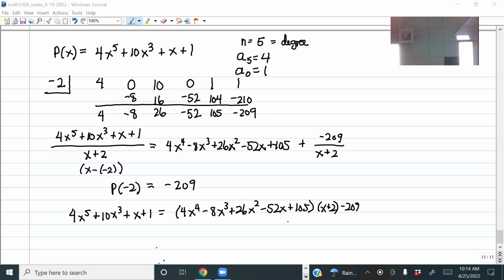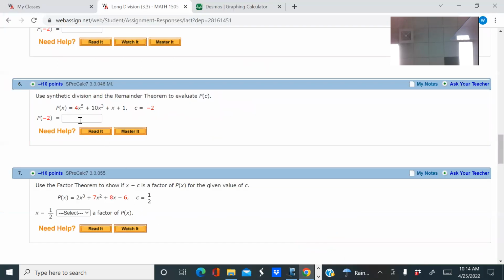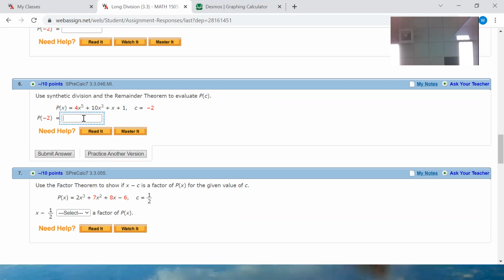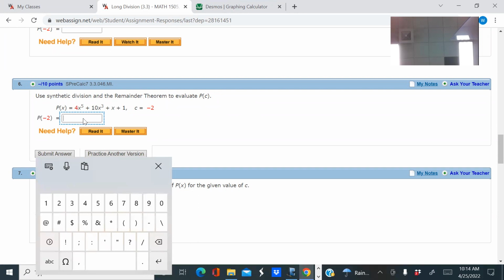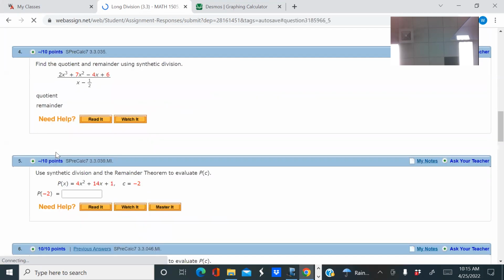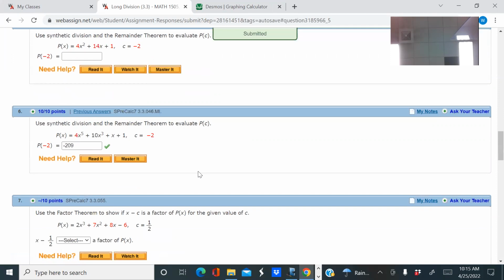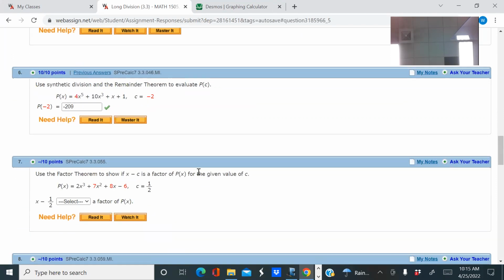Let's see, was there another part of this? I don't think so. Let's see if our minus 209 comes out to be correct there, just out of curiosity. I think it's going to be right. Gosh, I hope so. But sometimes I'm wrong. So did it work? Yeah. Okay. All right. So there we have it.